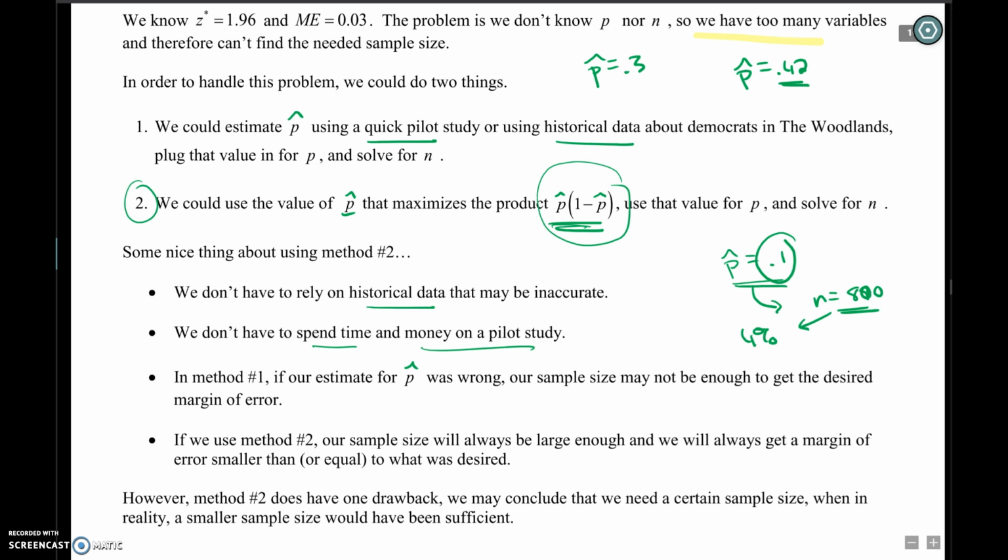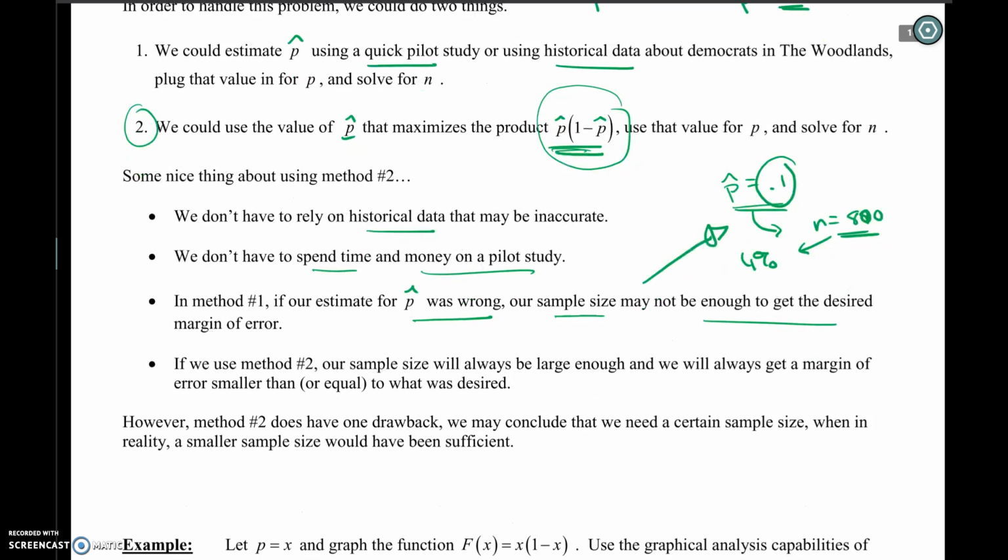In method 1, if our p-hat was wrong, our sample size may not be enough to get the desired margin of error. I guess that's what I tried to explain right here. So there are flaws with technique 1. If we use method 2, our sample size will always be large enough, and we will always get the margin of error that we want, or one that's smaller. So this is the conservative approach.